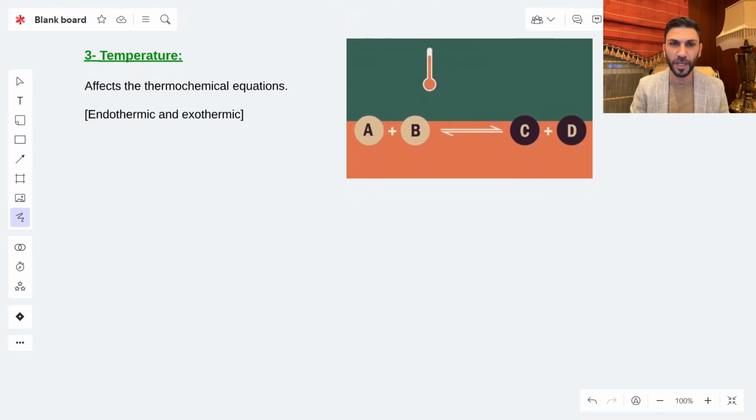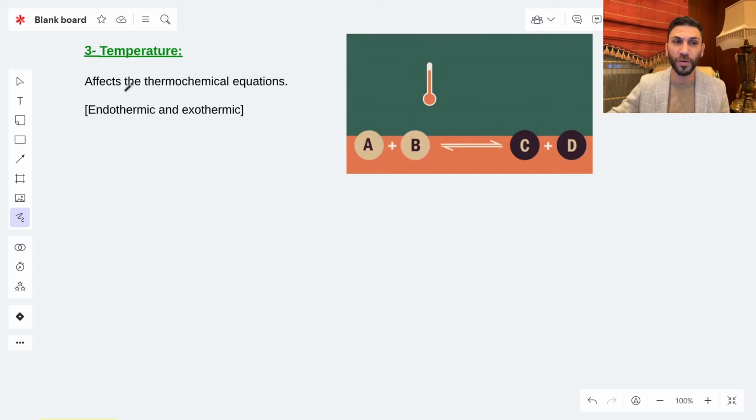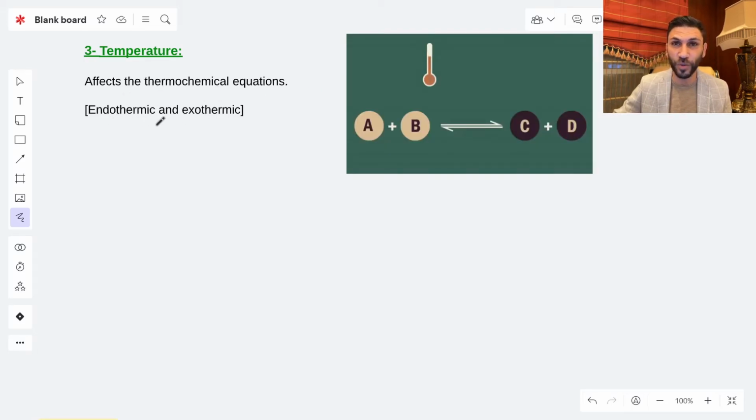The third factor that affects the chemical equilibrium is the temperature. As you can see here, adding temperature for some reactions will shift it to the left or to the right. It depends on whether the chemical reaction is an endothermic reaction or an exothermic reaction.